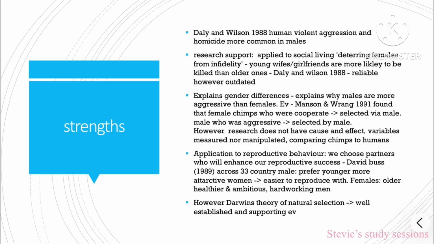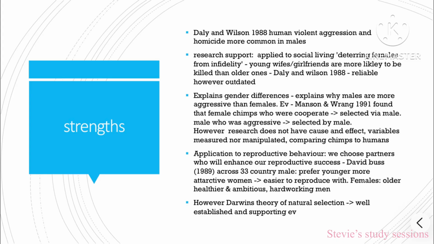Strengths. Daly and Wilson, 1988. Humans' violent aggression and homicides are more common in males. Daly and Wilson, 1988. Applied to social living, deterring females from infidelity. Young wives and girlfriends are more likely to be killed than older ones. This is reliable, however outdated. This theory explains gender differences. It explains why males are more likely to be aggressive than females.